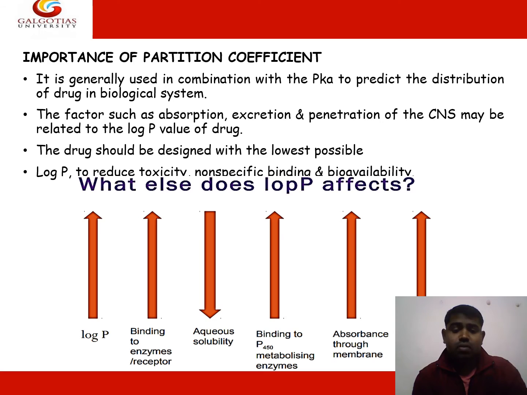So another example is aqueous solubility. Suppose your drug has a high log P value, that means its aqueous solubility will be less. And if the log P value is high, that means its binding ability to metabolizing enzymes will be high. And if your drug has a high log P value, that means its absorption through the membrane will be high as compared to other drugs.